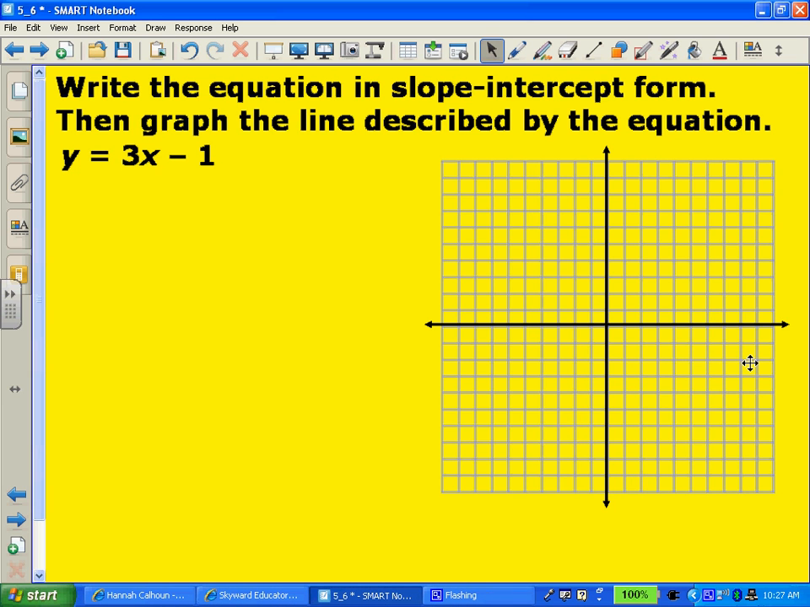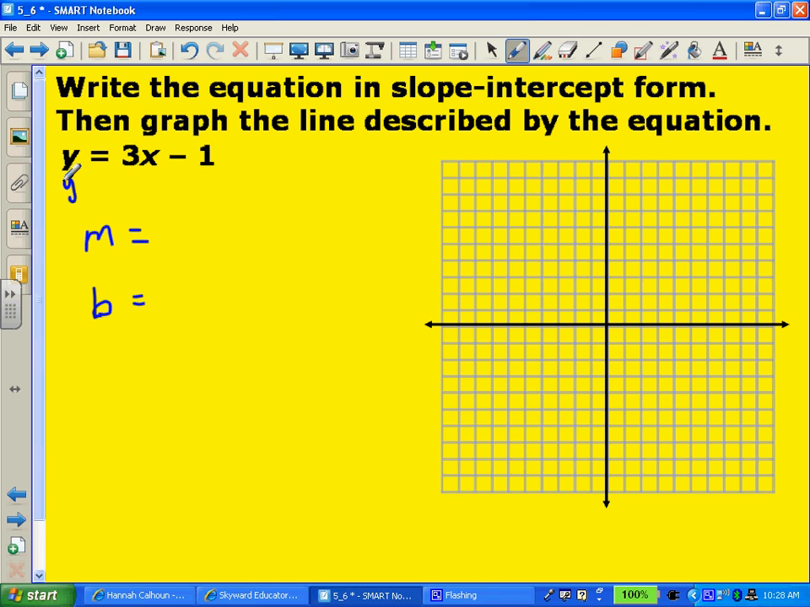5-6 part 2. Today we're going to talk about how we graph a line when it's already in slope-intercept form, and then our ever favorite, woohoo, story problems. Here I have an equation in slope-intercept form and it wants me to graph it. In order to graph this, I need to know what my slope is and what my y-intercept is. If I know those two things, as you learned in part 1 of this section, I can graph the line.